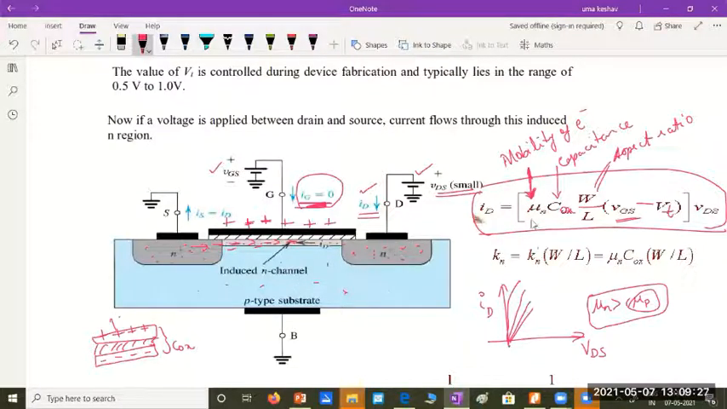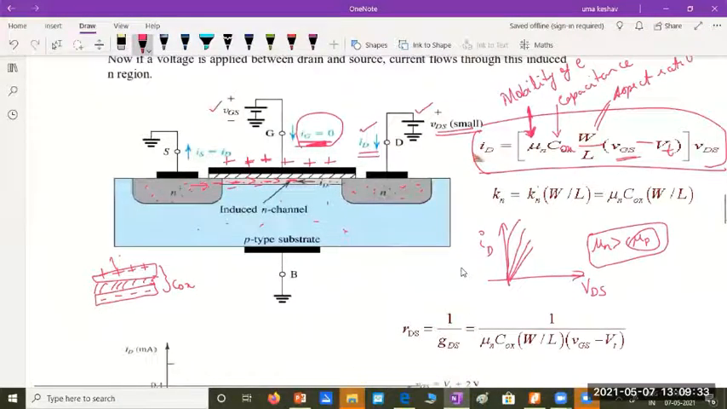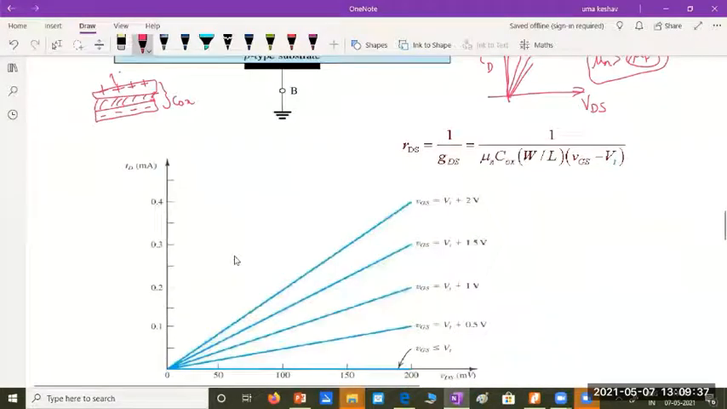I don't know to what extent you did. Did you do these equations? Yes or no? You don't remember?